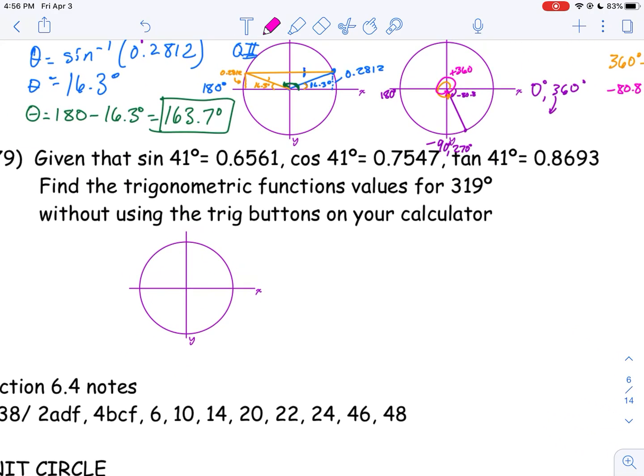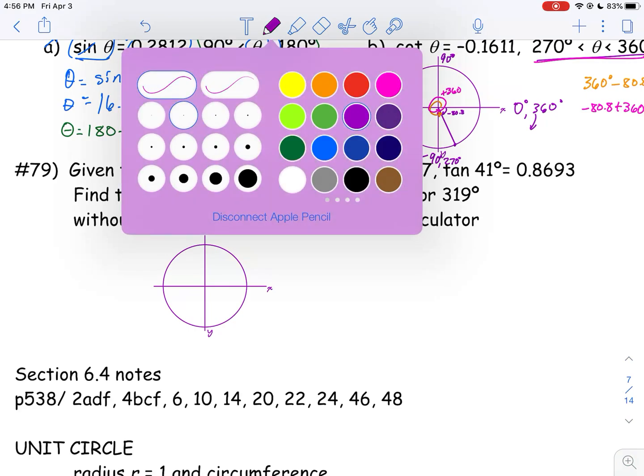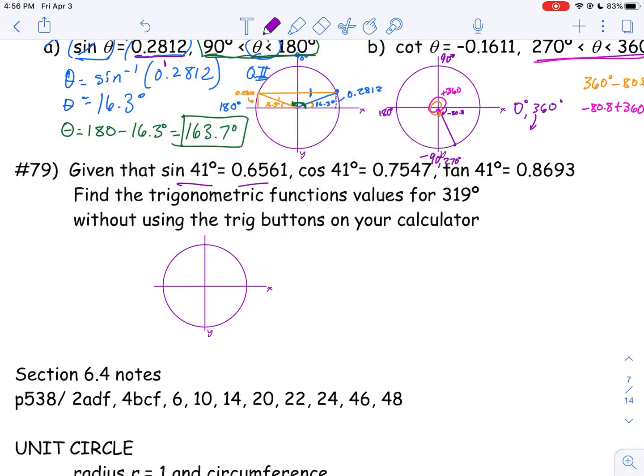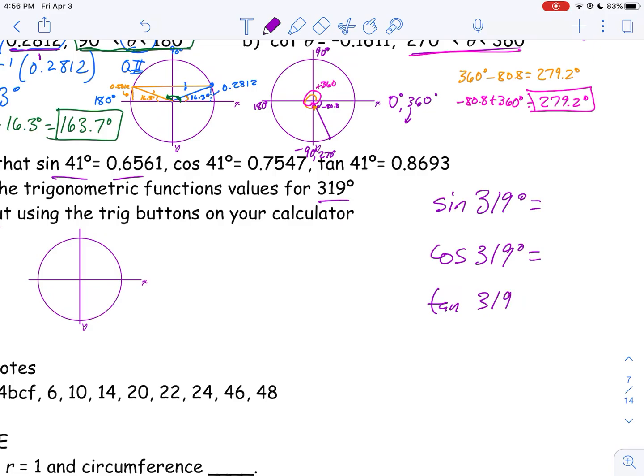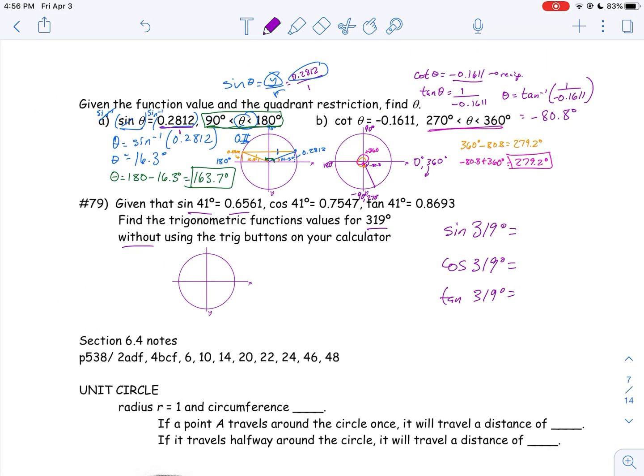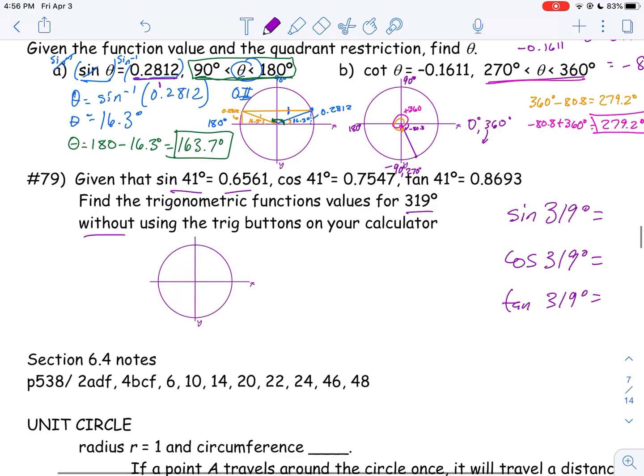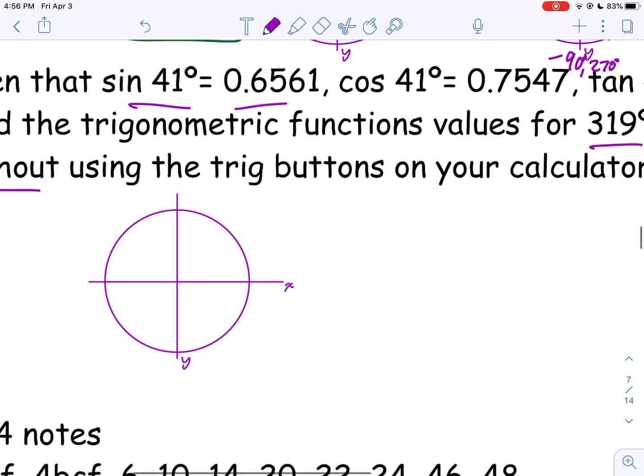Number 79 here. There's a couple in the homework like this. Given that sine 41 is this, cosine is this, tangent of this, find the trig function values for 319 without using the trig buttons on your calculator. So, in other words, what's the sine of 319, the cosine of 319, and the tangent of 319? Eventually you'll see some shortcuts, and that's fine, you can take them. But for right now, I'm just going to draw it on the circle here, sine of 41 degrees.